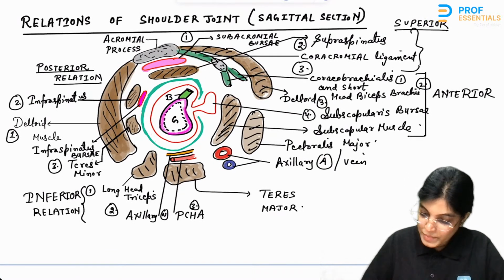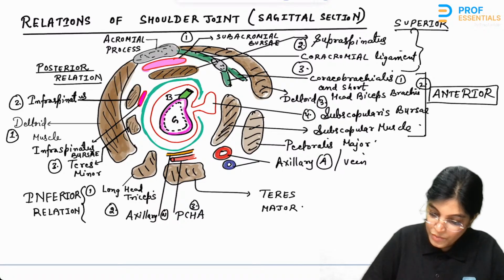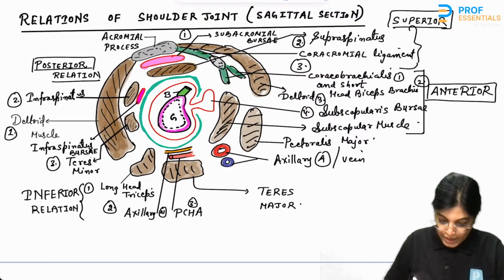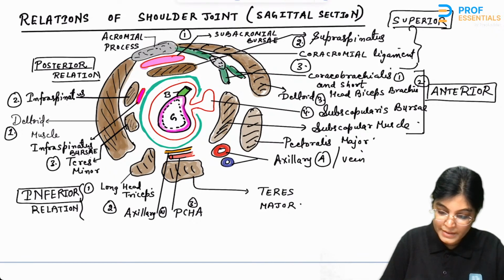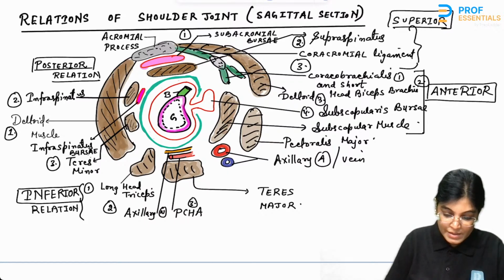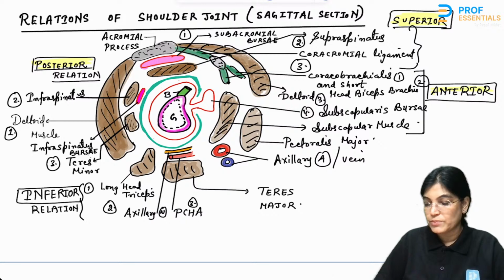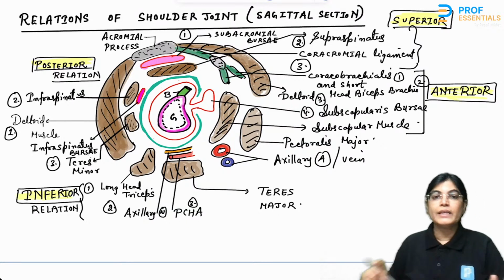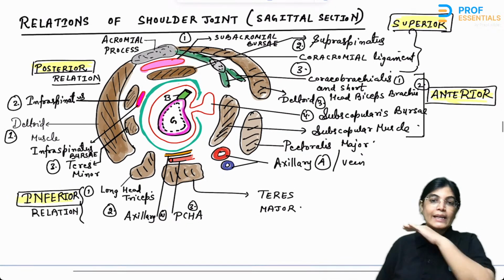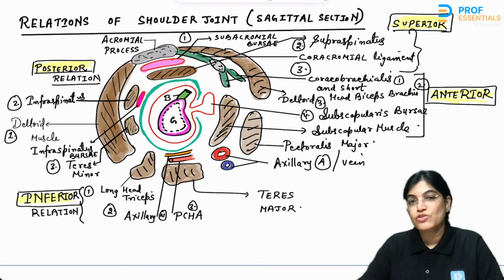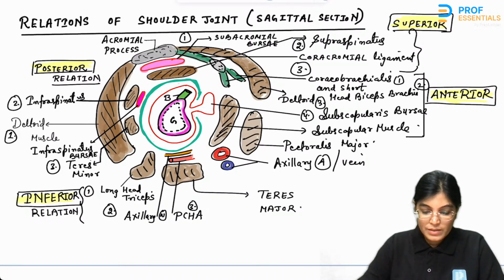So basically in this diagram, we are aware of the superior, anterior, posterior and inferior relations. So you can just highlight this. We are seeing here posterior relations, we can appreciate superior, we can appreciate anterior, and we can appreciate inferior relation. So this is exactly the cut section of the diagram which is drawn to show you the surrounding structures and relations of the shoulder joint. Okay, so done.